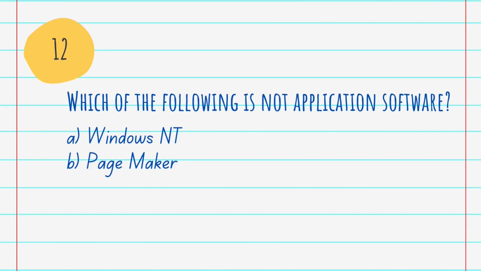Okay, remember this. Question number 12. Which of the following is not application software? A. Windows NT, B. PageMaker. And the answer is A. Windows NT. Windows NT is not application software. Instead, PageMaker is application software. PageMaker is a full-featured desktop publishing program for Windows and Mac from Adobe. Okay. PageMaker was the de facto standard in the graphic arts industry for many years for creating ads, brochures, newsletters, and books of all sizes and kinds.